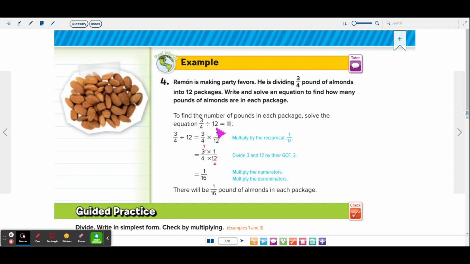So you put 12 over 1. And then we do the keep, change, flip, 3/4 times 1/12. You can simplify the 3 and 12, both divided by 3. And you would have 1 times 1, which is 1, over 4 times 4, which is 16. So there would be 1/16 pound of almonds in each package. And you'd want to make sure and label that. 1/16 pound would be your answer. Okay.